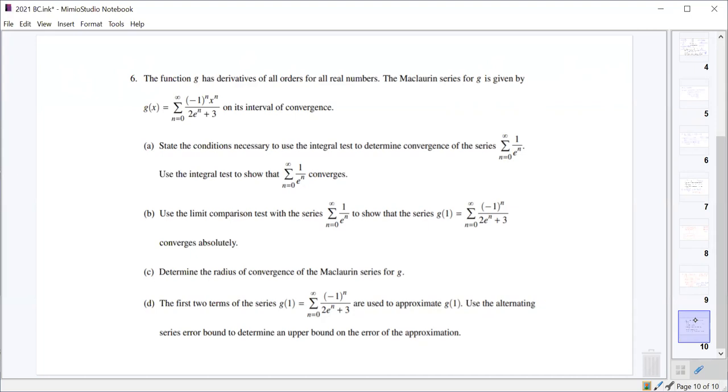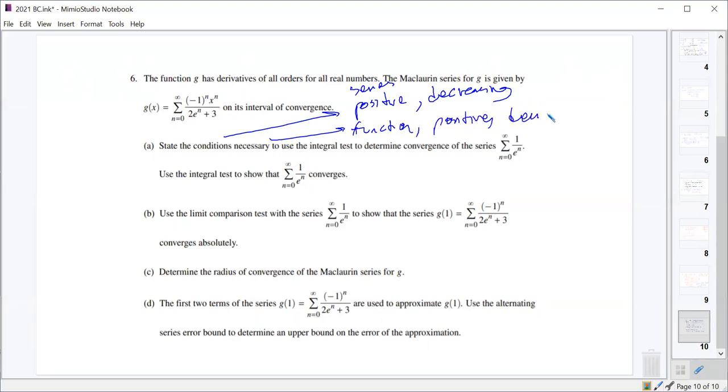So what are our initial conditions for the integral test? One is that it has to be positive, right? So the series has to be positive. So we'll write this: the series must be positive, and the series must be decreasing. And the integral, or the function that we use, needs to be positive, needs to be decreasing, and it needs to be continuous. Right? The series is going to be continuous regardless. But the series itself has to be a positive decreasing series, and the function that we use for the integral must be a positive decreasing continuous function. So those are the conditions necessary for us to use the integral test.